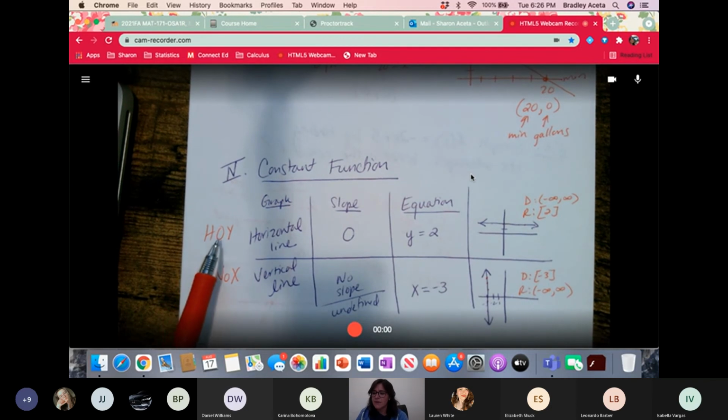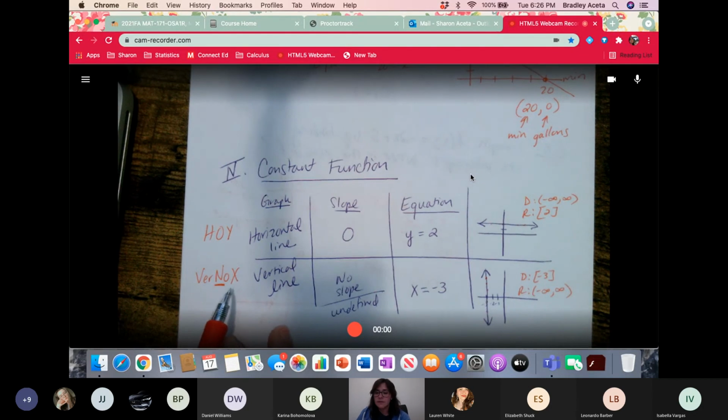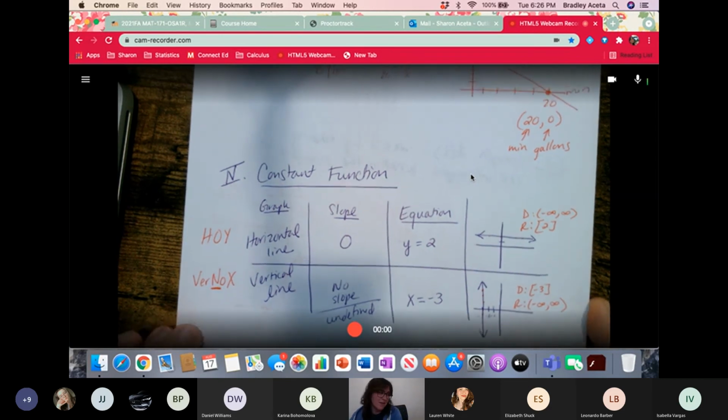Horizontal lines have zero slope and are always written as y equals. Vernox stands for vertical lines have no slope and are always written as x equals. So, hoi vernox. I don't know if you like it. I like it. I think it works for me. But feel free to think of it however you want.